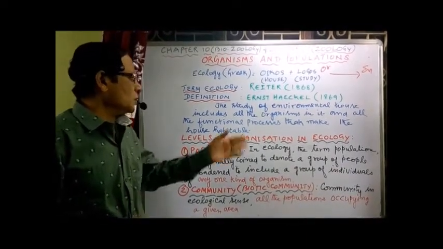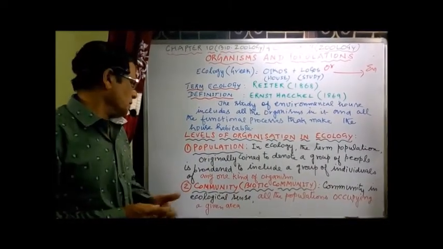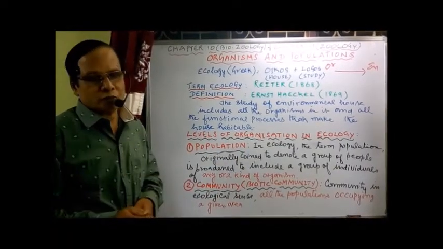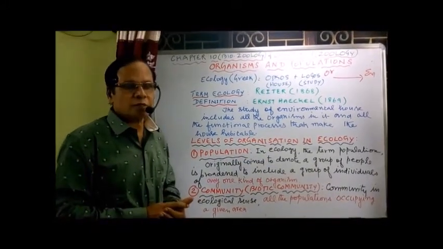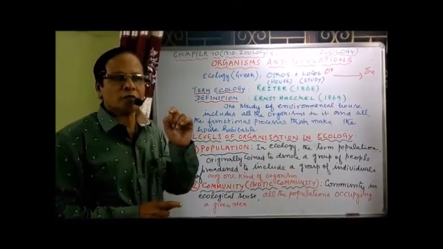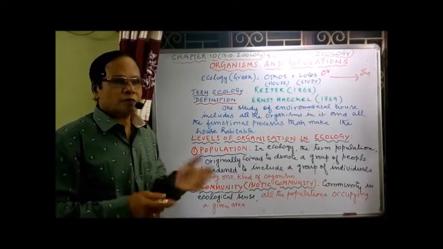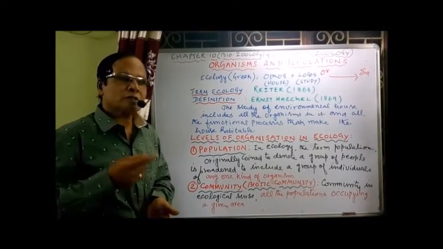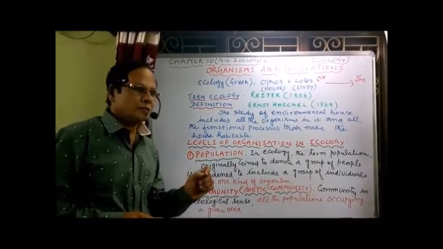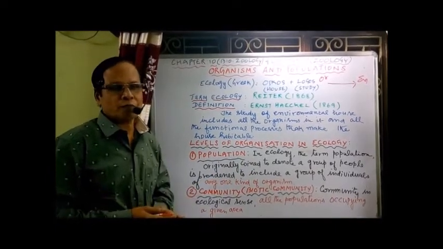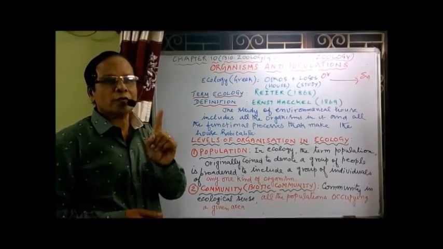In ecology, the term population, originally coined to denote a group of people, is broadened to include a group of individuals of any one kind of organism. A population is found of only one kind, a group of similar individuals. For example, I mentioned goat population, tiger population, or generally plant population or animal population. Specifically speaking, bryophytes population, pteridophytes population. So a population is found in only one kind of organism.